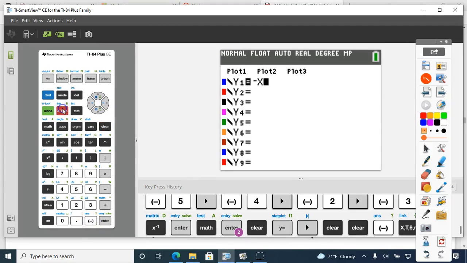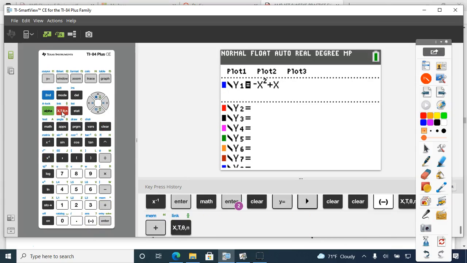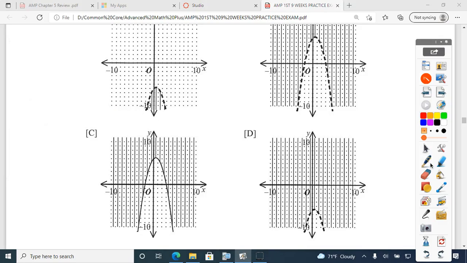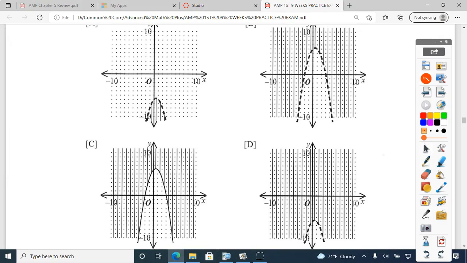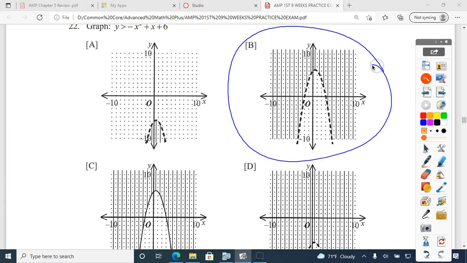Negative x squared plus x plus 6. Let's see where that, the vertex is above the x-axis. So that means it has to be C, or B, excuse me. Has to be B. Okay?